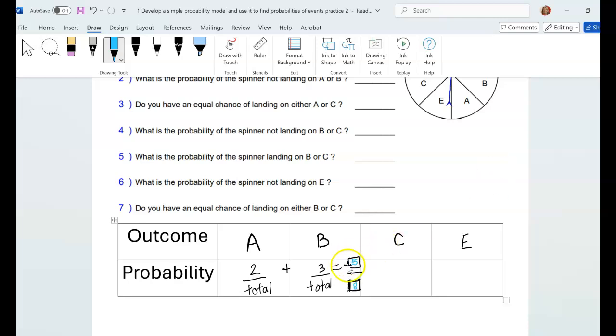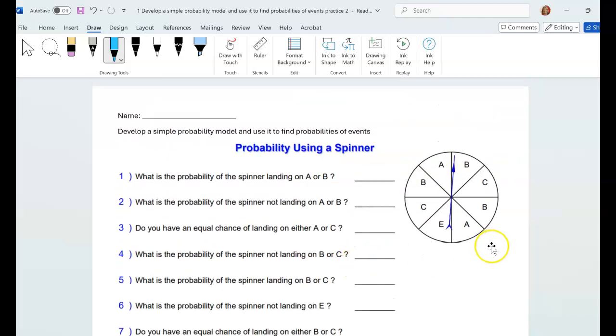So the answer to number 1 is 5 out of 8. 5 out of 8. That cannot be reduced. That's the final answer. Okay.